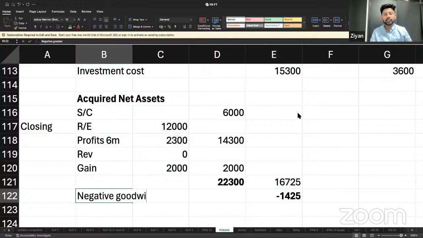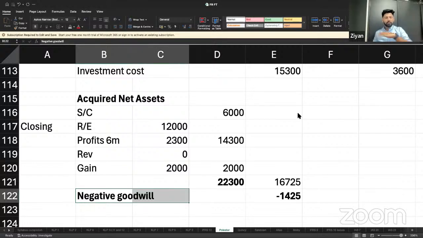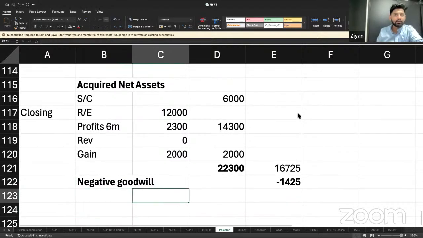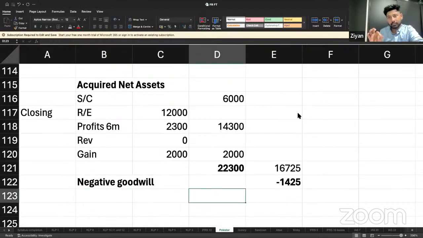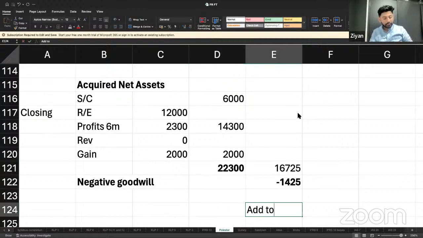Listen to me very, very carefully. Keep your pens down. This is known as a bargain purchase. When the net assets are 16,725, I paid only 15,300. What am I doing? I am making a gain. Since I am making a gain, parent is making a gain. Add to retained earnings.